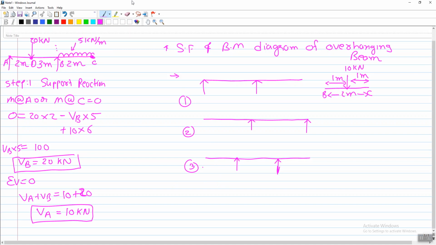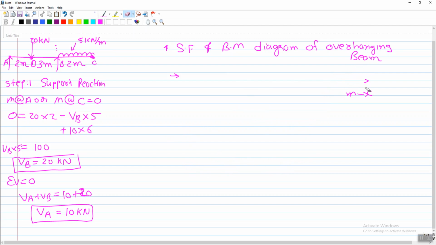I don't think it is a very difficult job to draw the shear force diagram of this given problem. So let's begin with the shear force diagram, and after that we can find the bending moment as well. So first draw this entire beam. The entire beam has several points: this is point A, this is point D, this is point B, and this is point C.